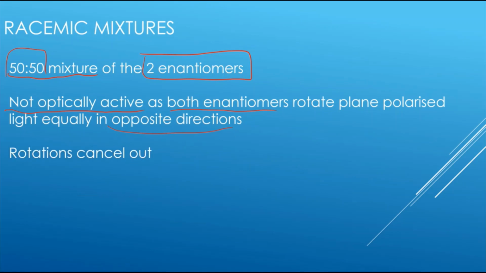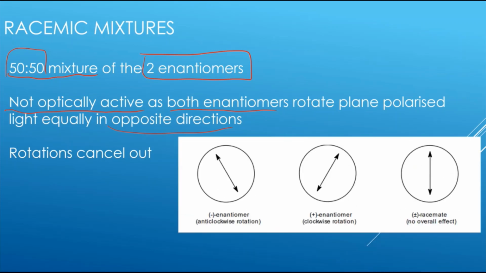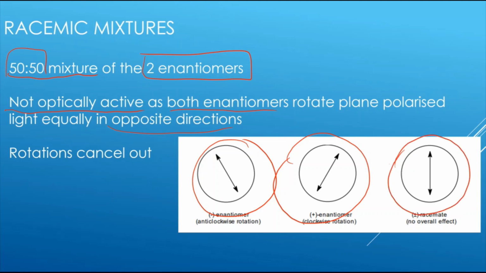And what this causes is the rotations from the enantiomers to cancel out, because looking at this example, the first enantiomer is moving the plane polarized light in an anti-clockwise direction, whereas the other one is moving it in a clockwise direction. So if we were to add them up, they would just cancel each other out, so we would just get this straight line instead of having those rotations.